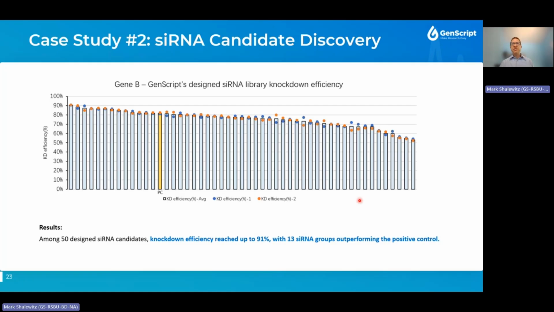Now, case number 2 is very similar, but now we're looking at siRNAs. In this case, we only needed to design and synthesize 50 siRNAs. And as you can see, out of the 50, 13 outperform the positive control. So this is a positive control for siRNA.